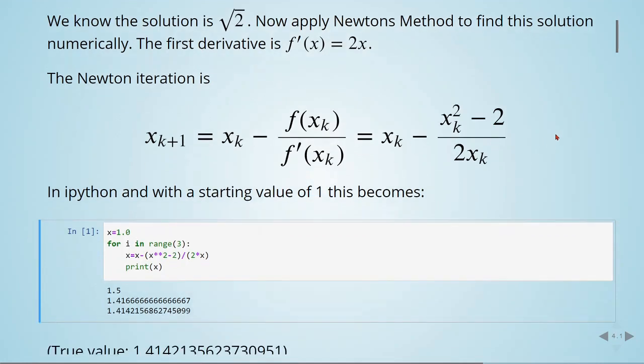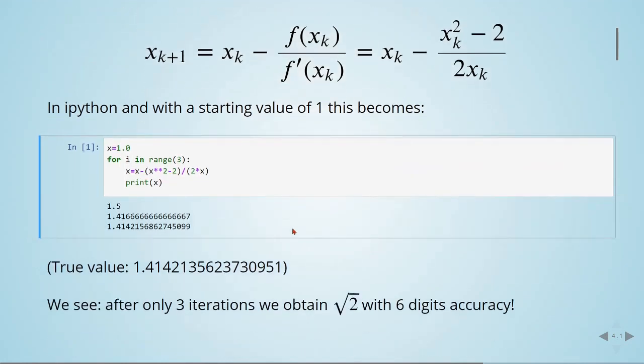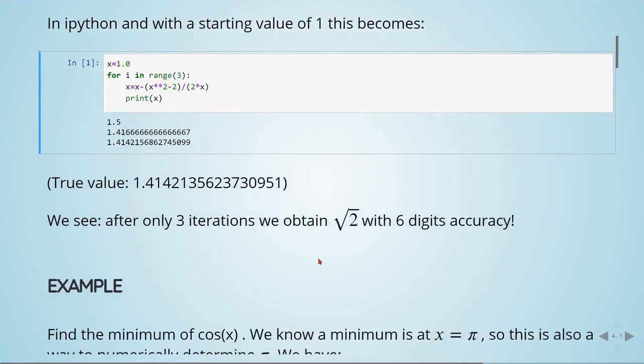So in Python we will start with a value of 1, for example. So x equals 1 is our starting point, and then we will do this iteration. This is what we have here: x minus (x squared minus 2) divided by 2x. And we see that the true value for the square root of 2 is given here, and after only 3 iterations we obtain this value with 6-digit accuracy.